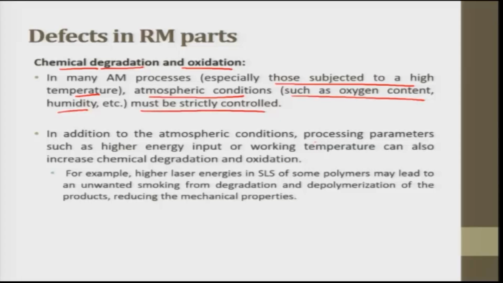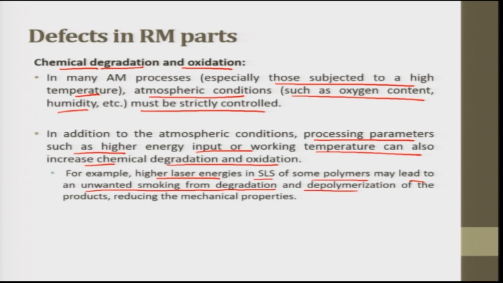In addition to atmospheric conditions, processing parameters such as higher energy input or working temperature can also increase chemical degradation and oxidation. For example, higher laser energies in SLS of some polymers may lead to an unwanted smoking from degradation and depolymerization of the products, reducing the mechanical properties. So these are the common defects which are there in rapid manufacturing parts.